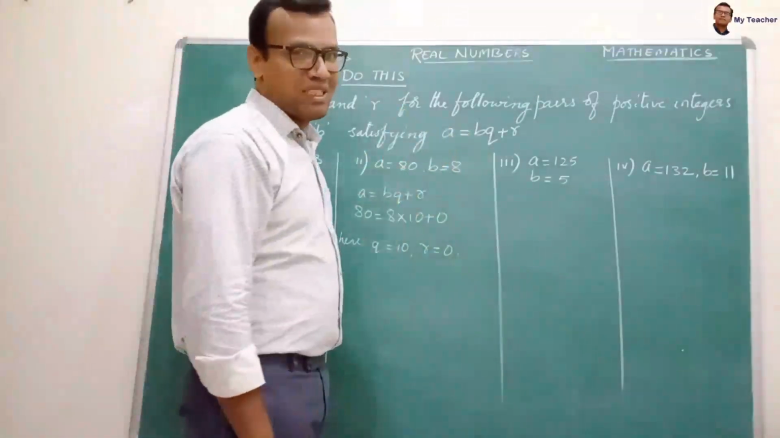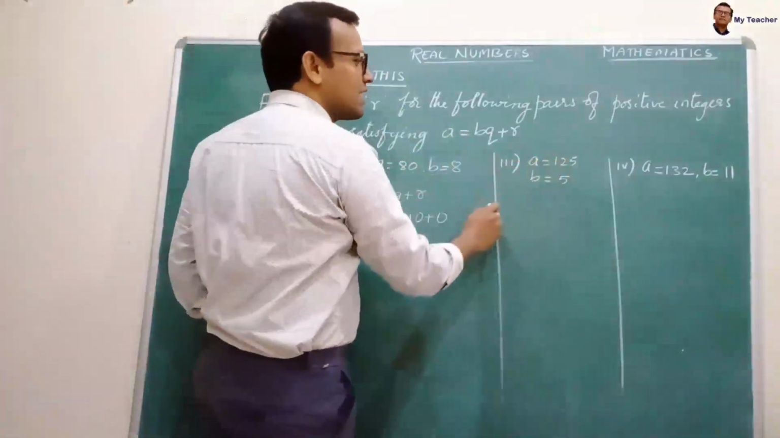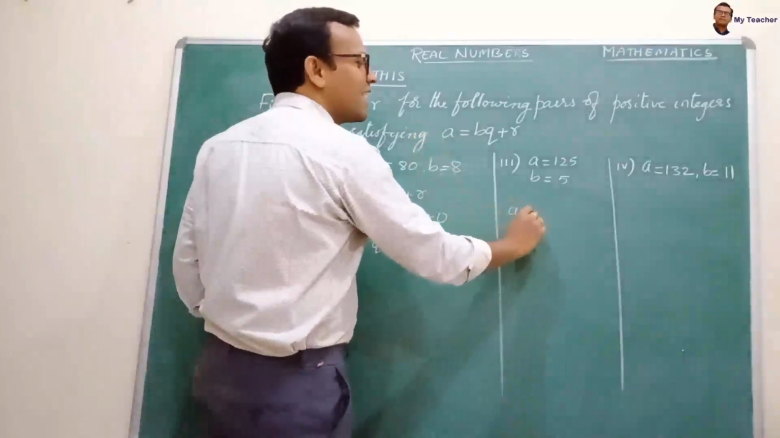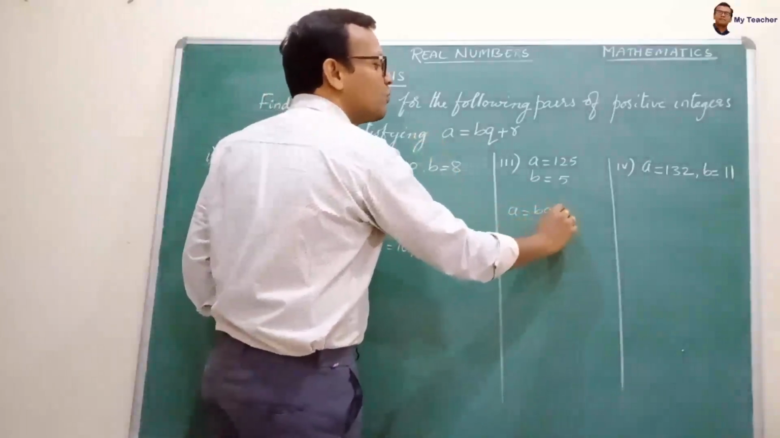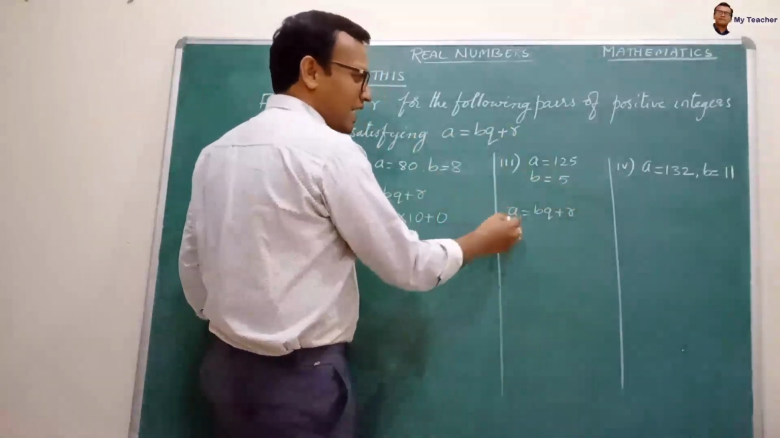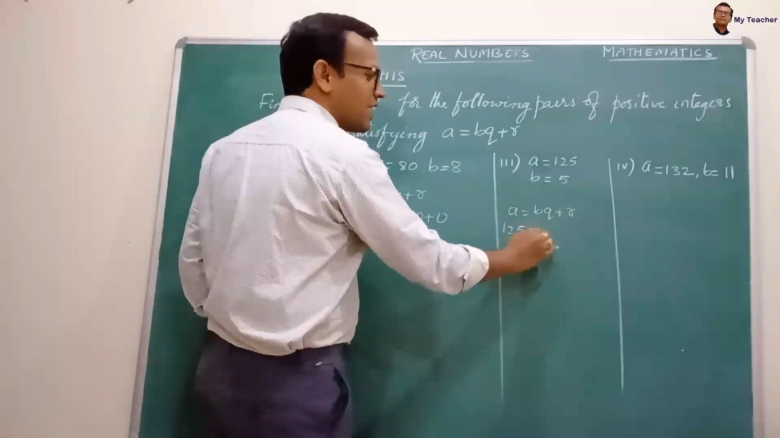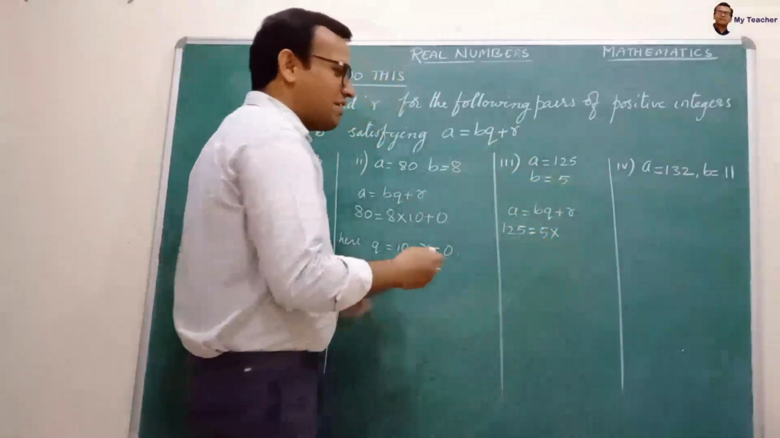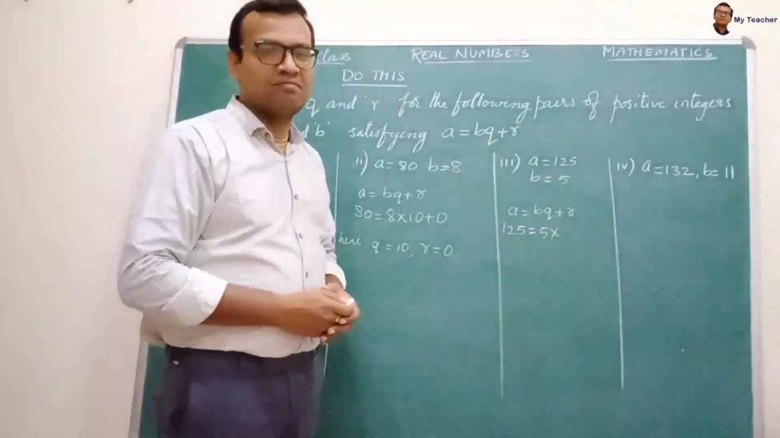We'll move to the third one. A value is 125, B value is 5. Now the given relation is A is equal to BQ plus R. A 125 is equal to B 5. So how many 5s are there in 125?